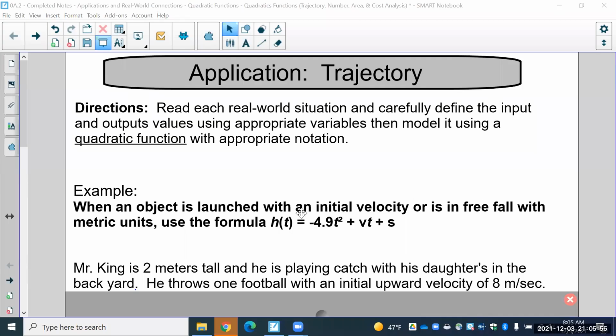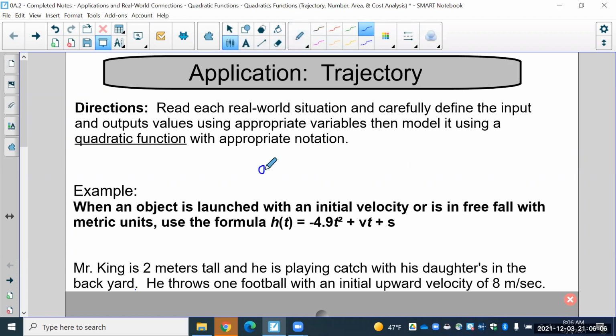So we're going to look at some applications of quadratics now, and the quadratic function has some very important applications, one of them being trajectory. Keep in mind, if you were to throw a ball in the air, it would go up, come down in a parabolic curve, which represents a quadratic.